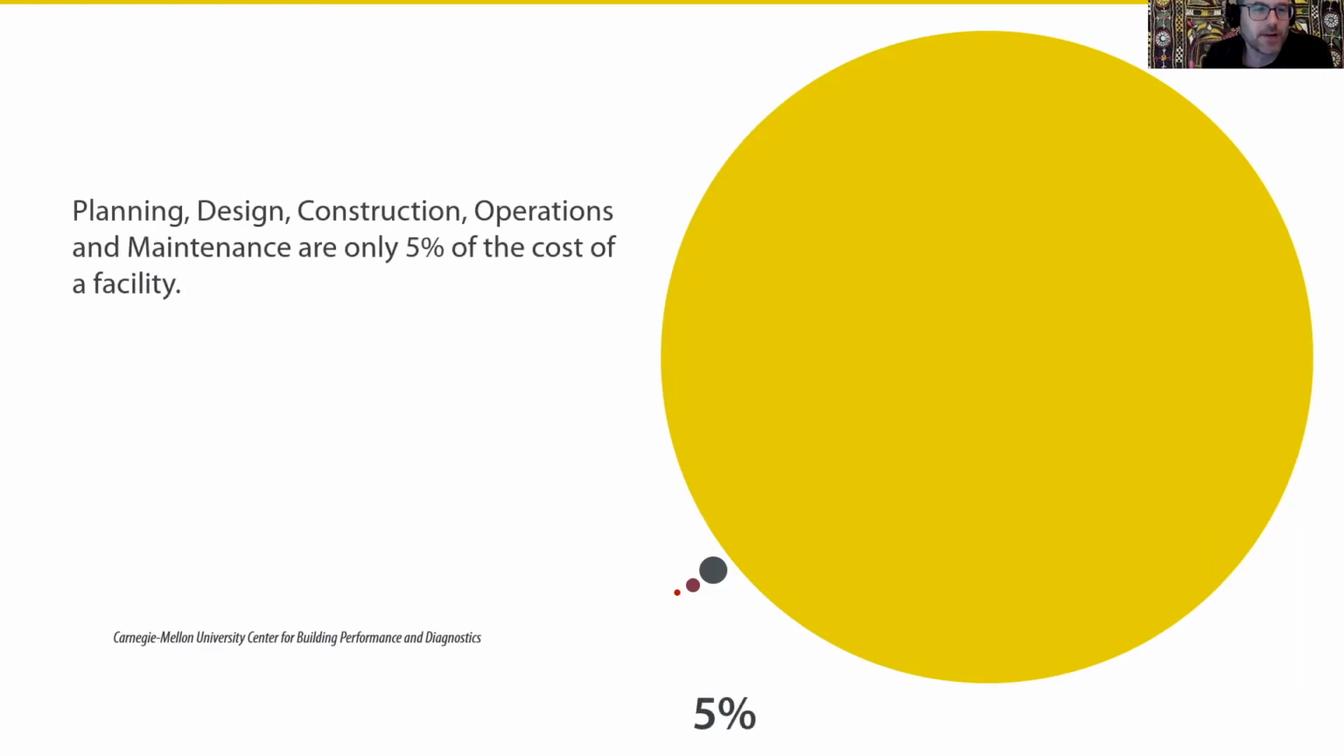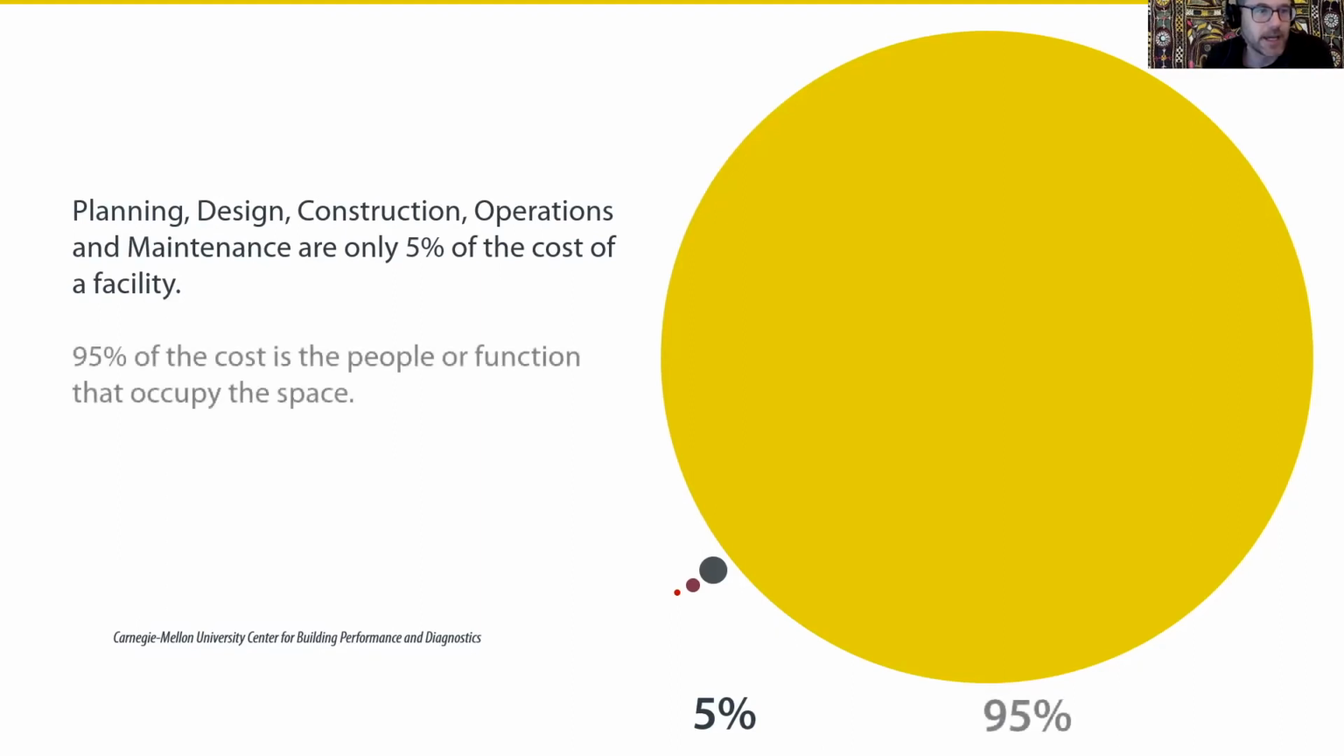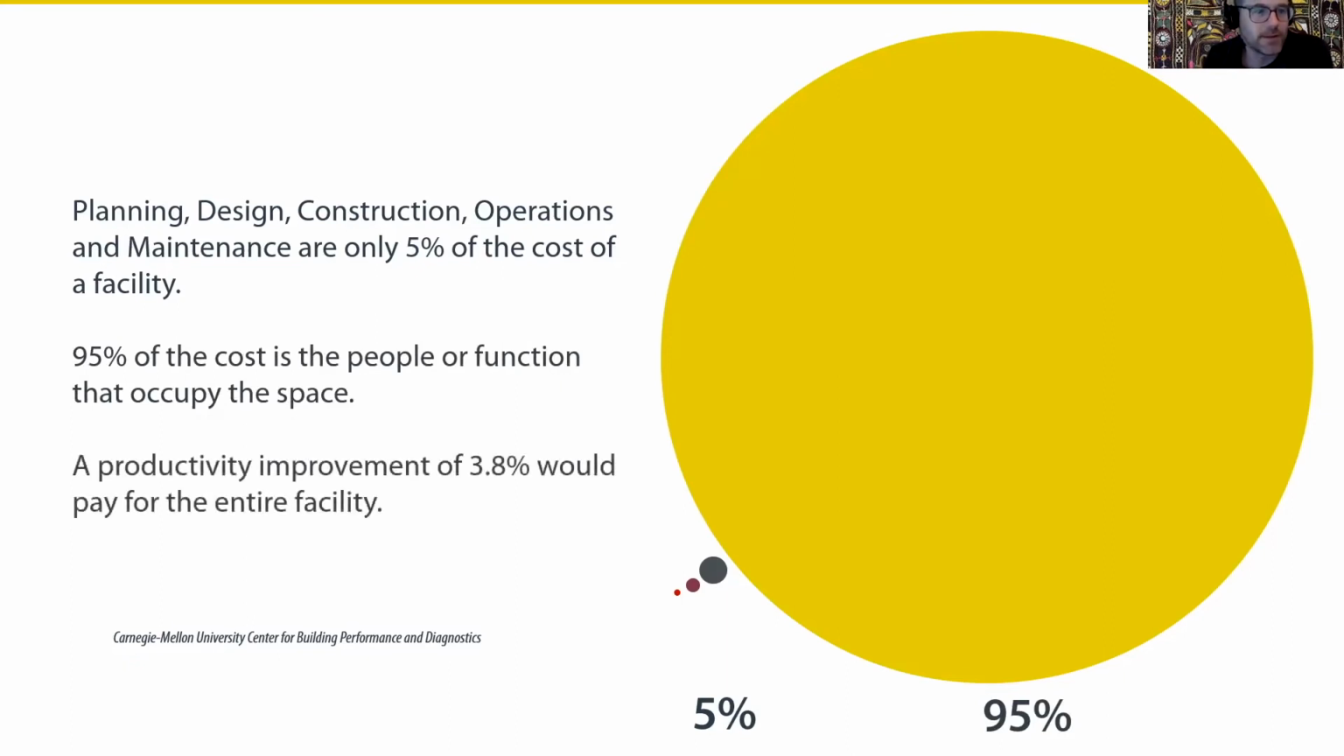Planning, design, construction, operations, and maintenance are only 5% of the cost of a facility, according to Carnegie Mellon. 95% of the cost is the people or function that occupy the space. A productivity improvement of 3.8% would pay for the entire facility.